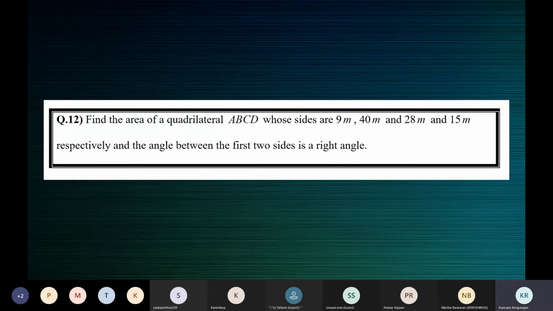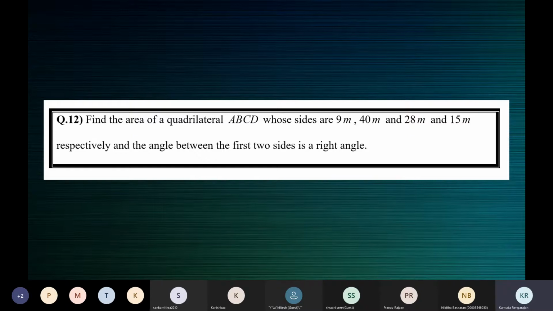Okay, so here: find the area of a quadrilateral ABCD whose sides are 9 meters, 40 meters, 28 meters, and 15 meters respectively. Why respectively? Meaning AB is 9, BC is 40, CD is 28, and AD is 15. That means you should take it in the order.